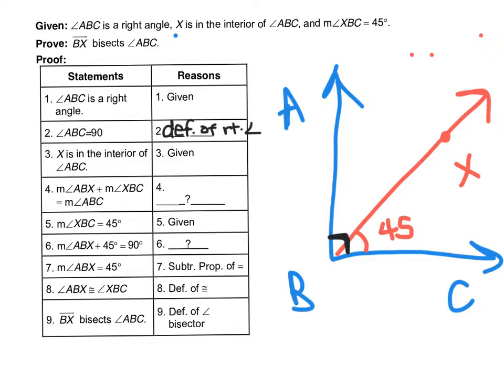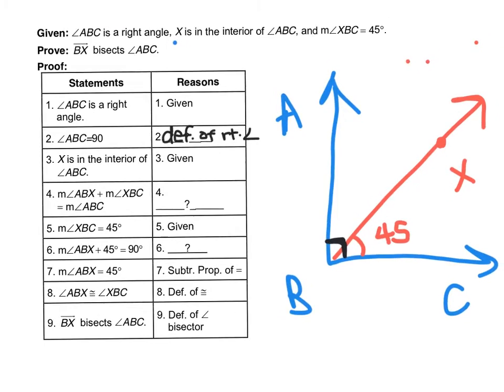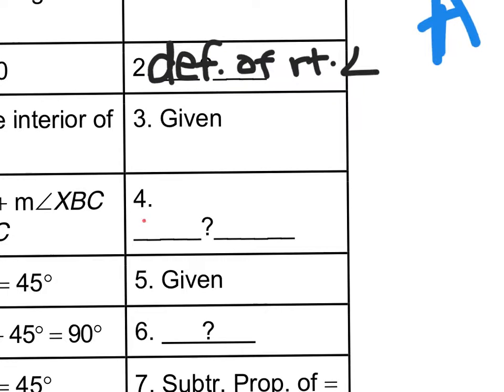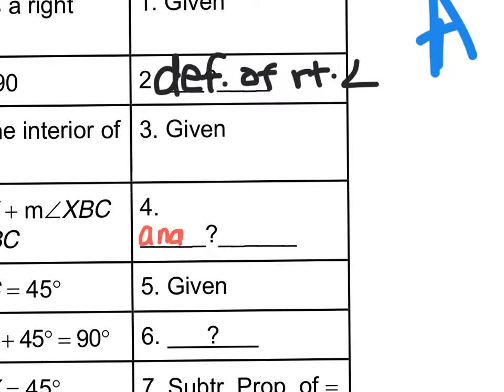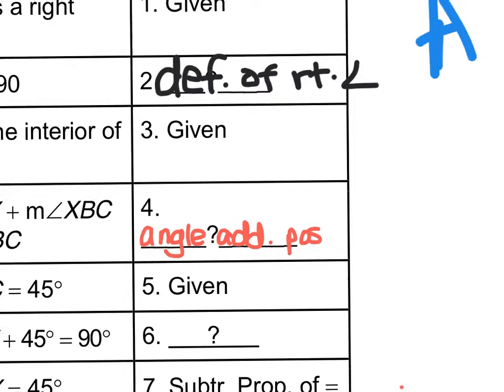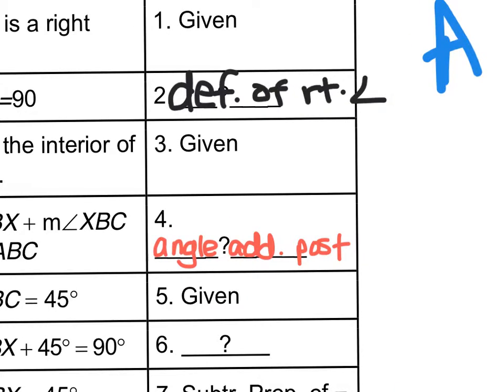Definition. Addition postulate, but there's two addition postulates, right? How do you know which one you're talking about? Segment addition postulate. Almost. So is that a segment? What is it? Angle. So it's angle addition postulate. How do you know it's angle addition postulate? Because I said that the whole angle is the sum of the two smaller parts.